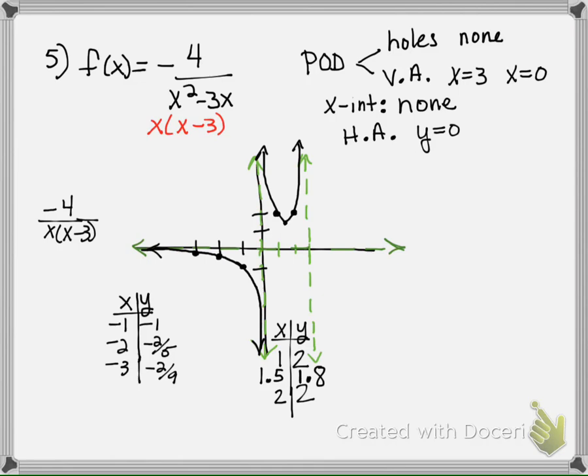All right, now we have that one last region over here to the right. What numbers should we test? 4, 5, and 6. All right.